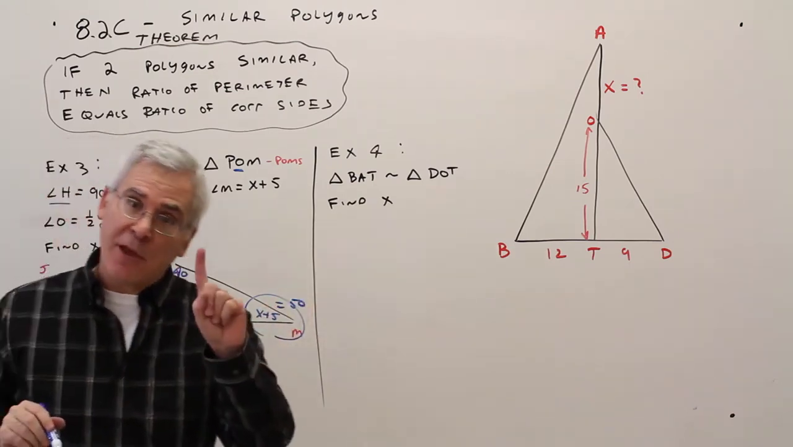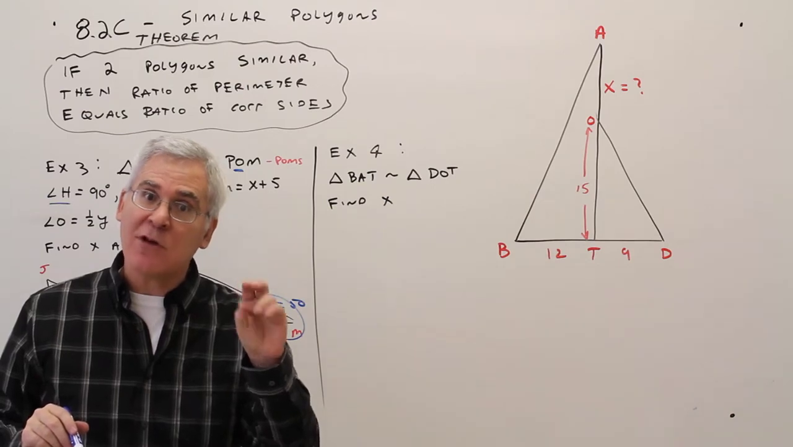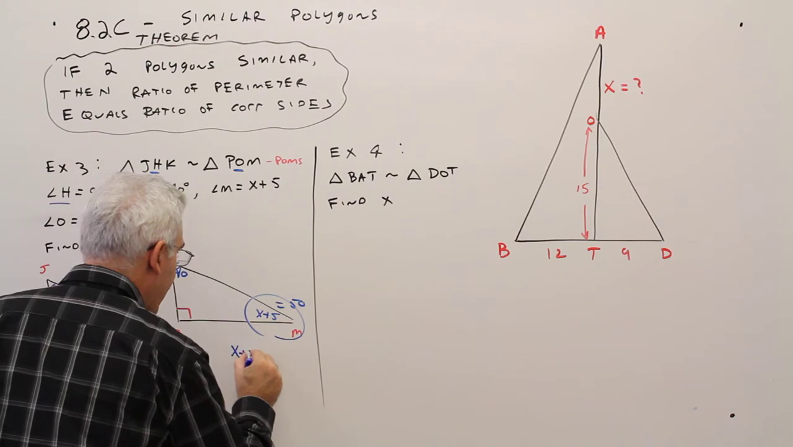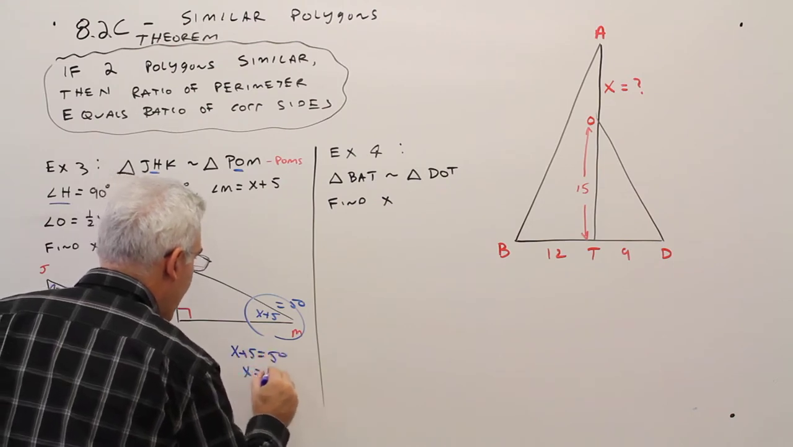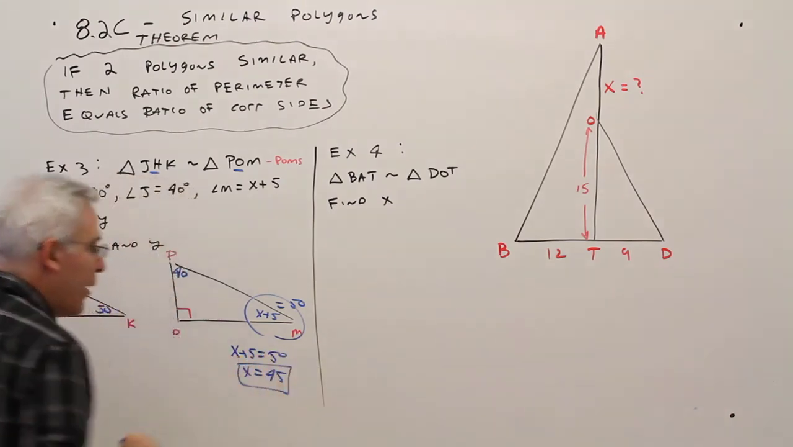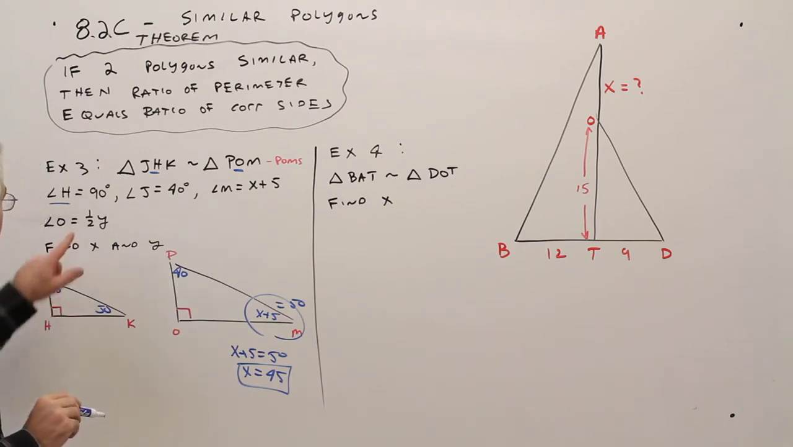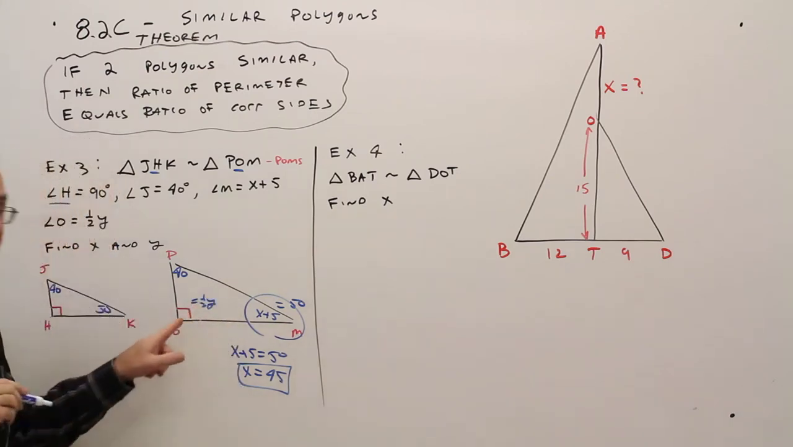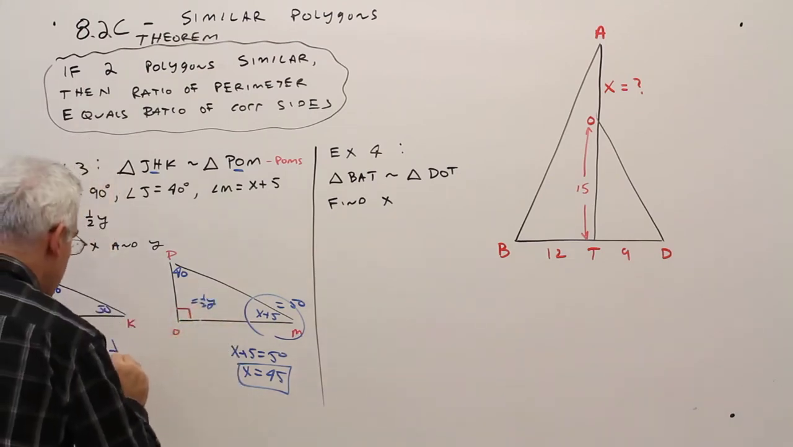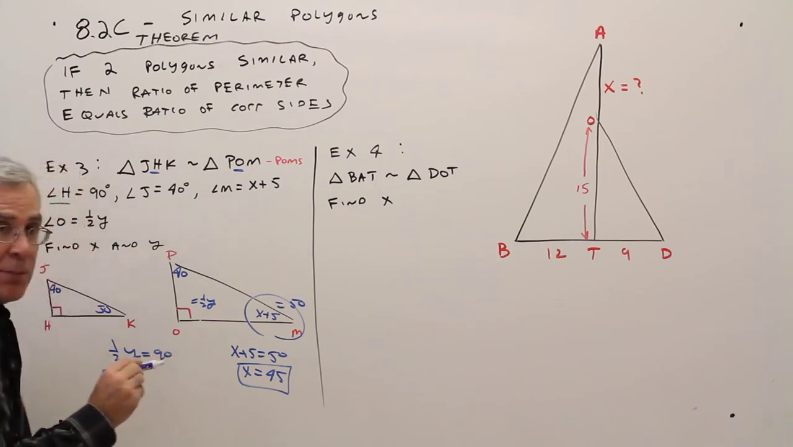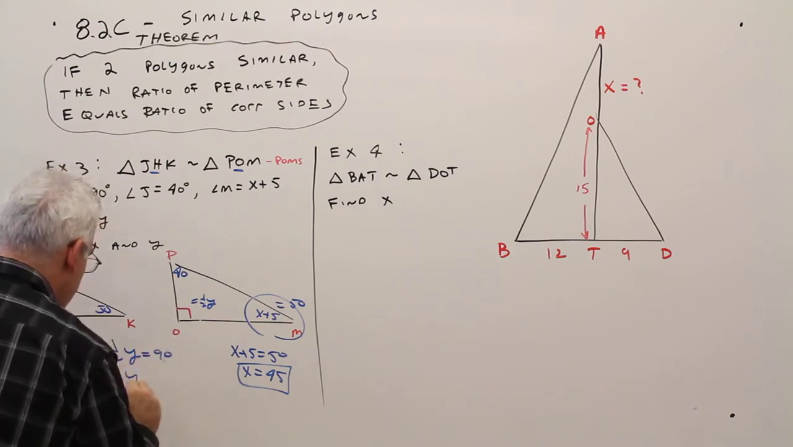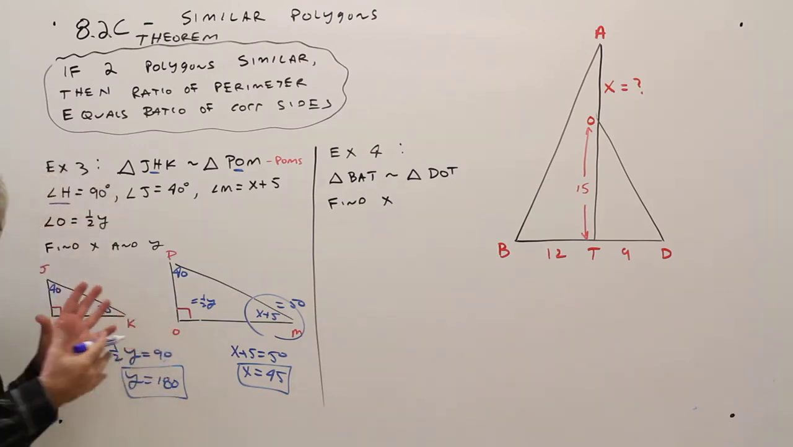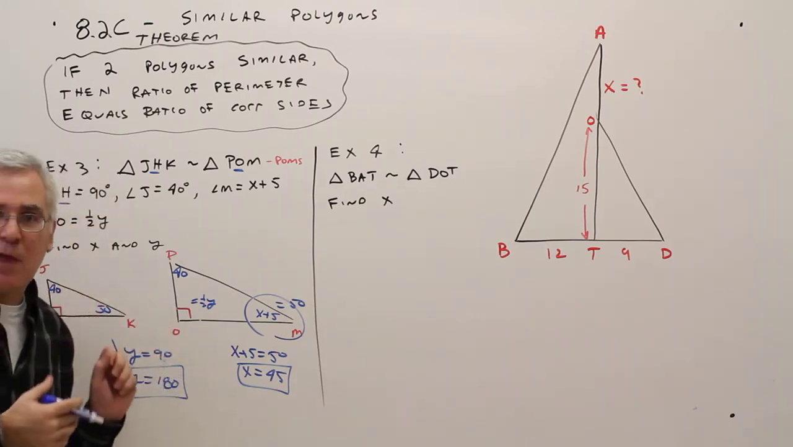So step 1, set up the equation. Step 2, solve the equation. Step 3, answer the question. So X plus 5 equals 50. X equals 45. They also wanted to find Y. They said O is 1/2 Y. So 1/2 Y equals 90. Multiply both by 2. So Y equals 180. So just make sure that you have the correct correspondences for that problem.